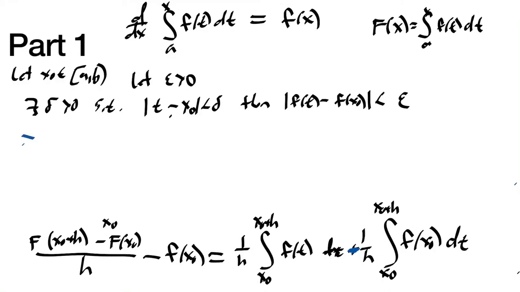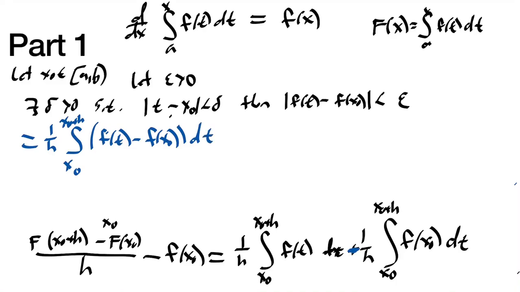Well, this is good. I'm making nice progress now. Well, now that I know these things are continuous, I can put them together. So this difference equation equals, and I'll just put a 1 over h out front, and then we'll have the integral from x naught to x naught plus h of f of t minus f of x naught dt.